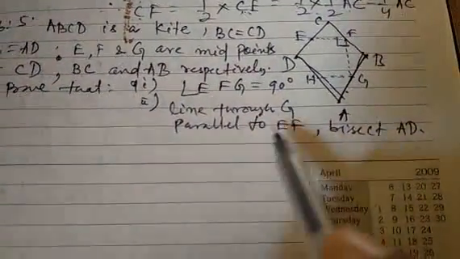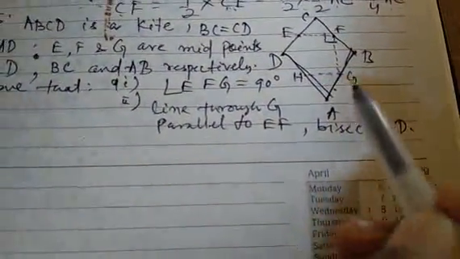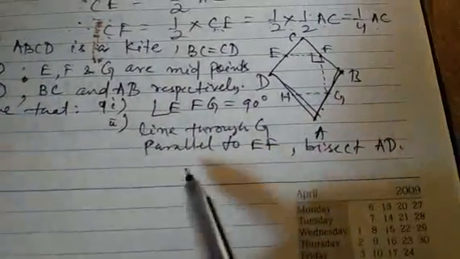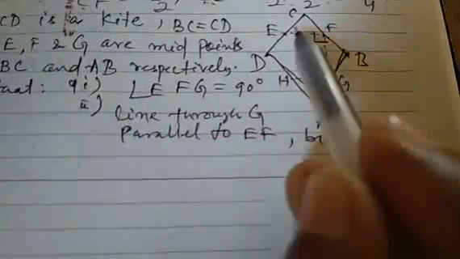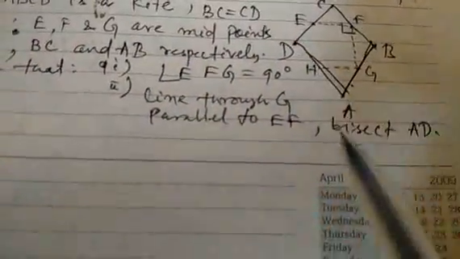And also prove the line through G parallel to EF, which is also bisects AD.